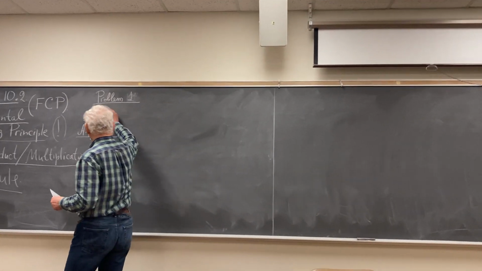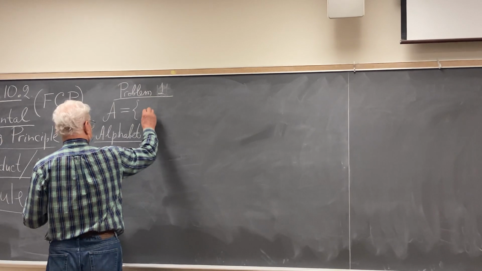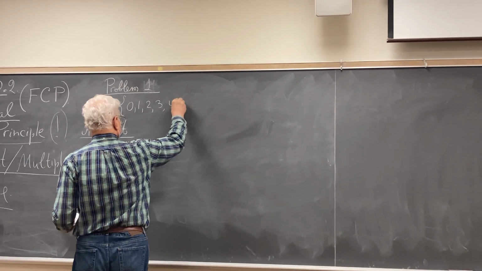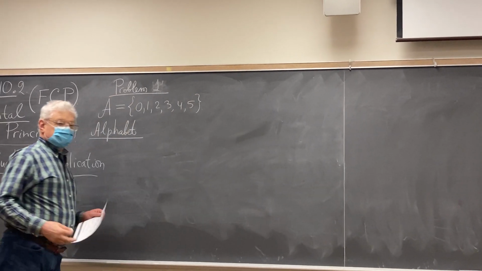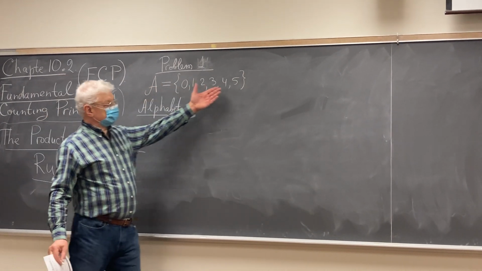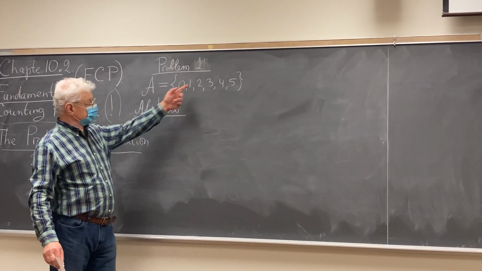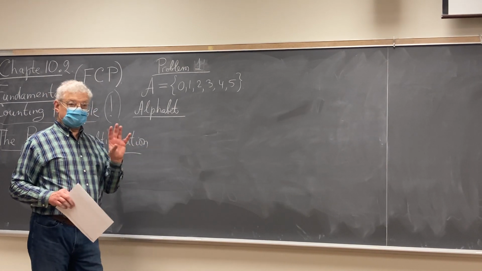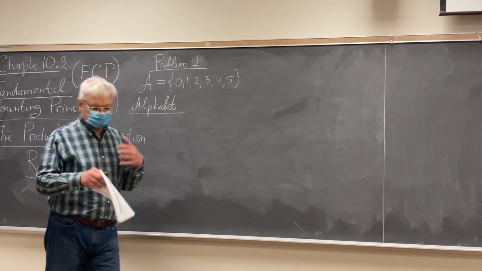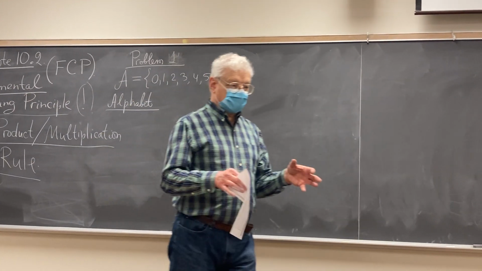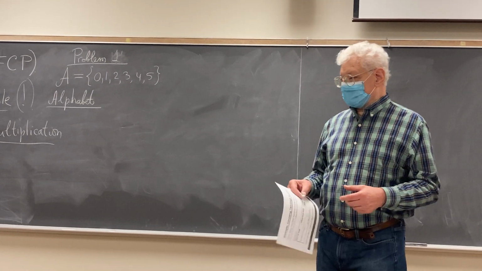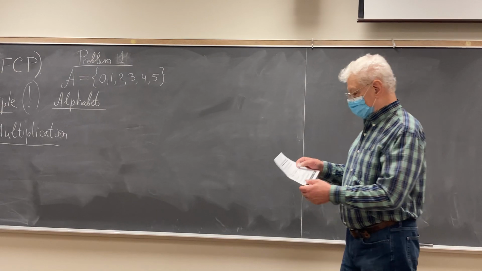So the alphabet is a set, in this case 0, 1, 2, 3, 4, and 5. In terms of sets, it's a universal set consisting of these 6 objects from 0 to 5. And remember that the order is not important here. It's just a kind of bag, and in this bag you have six characters from 0 to 5.